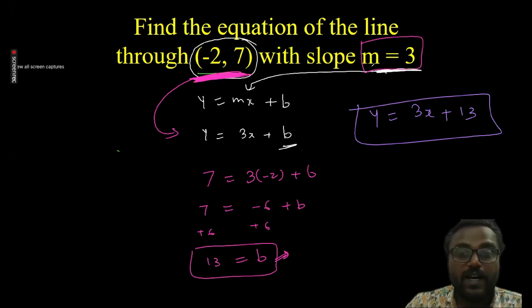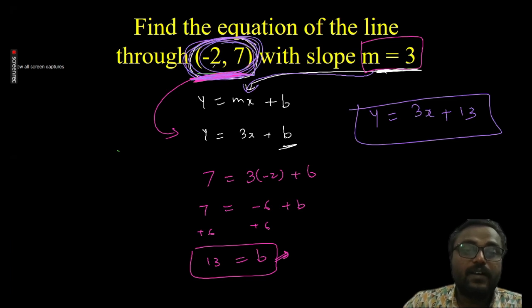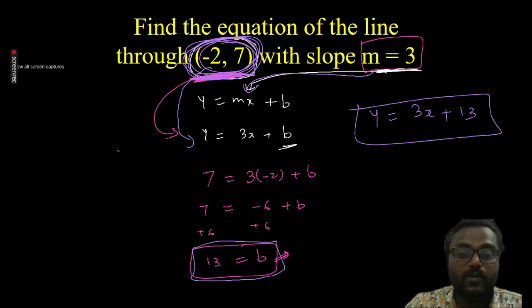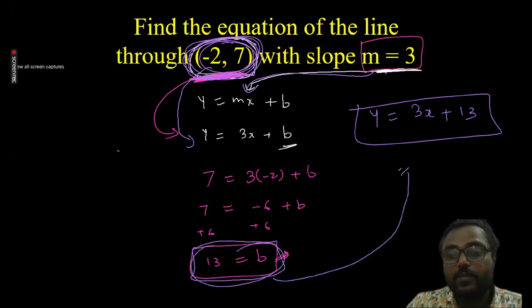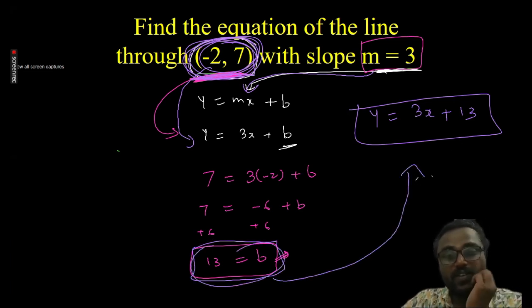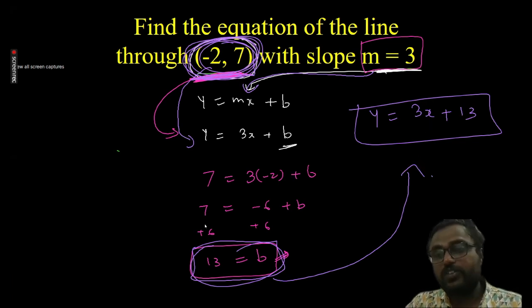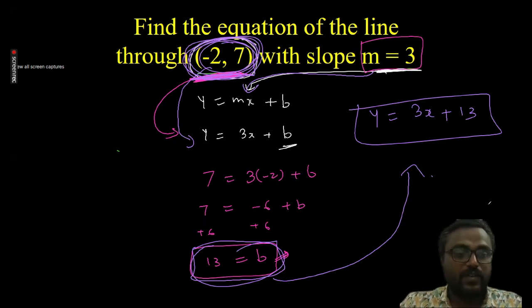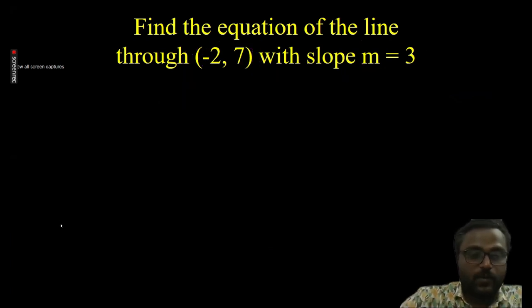What did I do? I first substituted the value of slope over here. Then I substituted this coordinate over here in order to get the value of b. When I solved everything, I got the value of b and I just substituted it into this and got the general equation, which is nothing but y equals 3x plus 13. They might ask you this type of question as well. Let's move on to the next type of question.